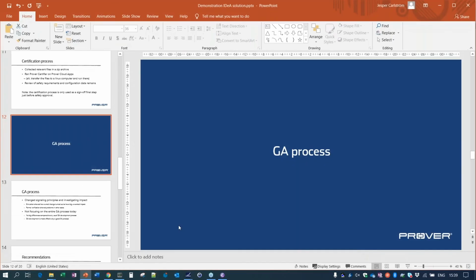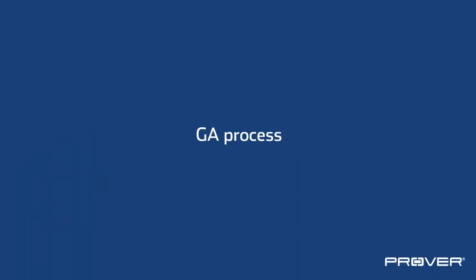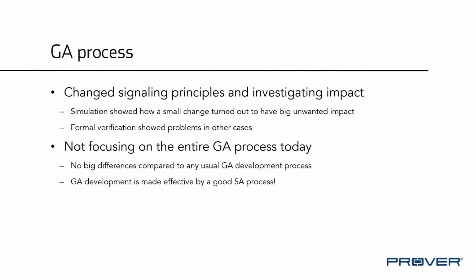So to sum up what we have been doing, I changed some signaling principles and investigated the impact. Simulation showed how a small change turned out to have a big unwanted impact. By introducing an error, replacing right by left, the consequences were big because many test cases failed by this change.